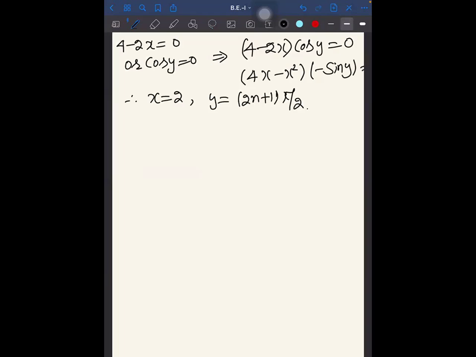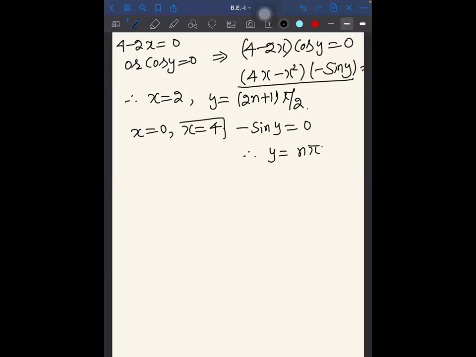Fine. So let's now solve this equation as well. So this becomes either your x is 0 or your x is 4, and your minus sine y is 0. That means your y has to be n pi, that means multiple of pi.